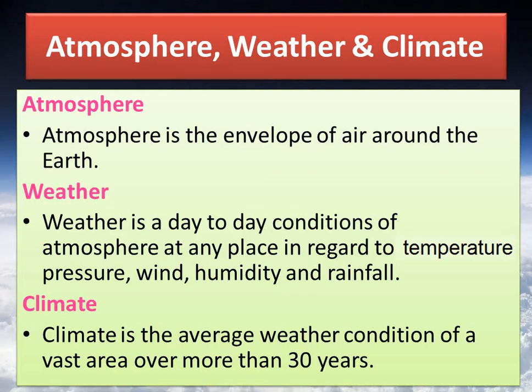Humidity, the percentage or quantity of water vapor content in the air, is called humidity. And rainfall, how much rain that place is getting. So what are the different things that will determine the weather? The temperature of the place, pressure, wind, humidity and rainfall.